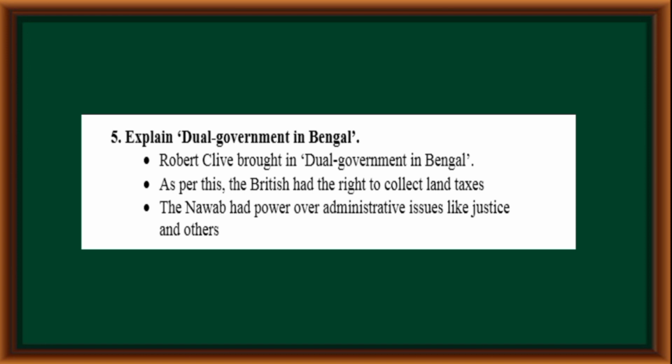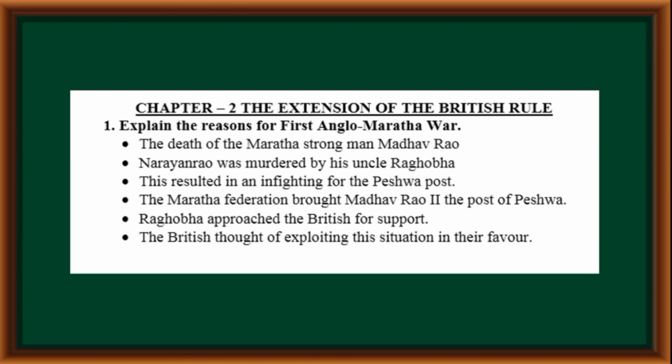Explain dual government in Bengal. Robert Clive brought in dual government in Bengal. As per this, the British had the right to collect land taxes. The Nawab had power over administrative issues like justice and others.